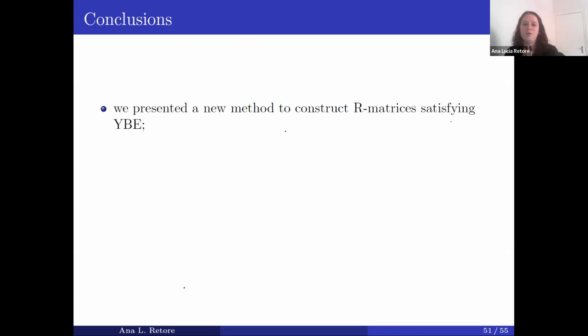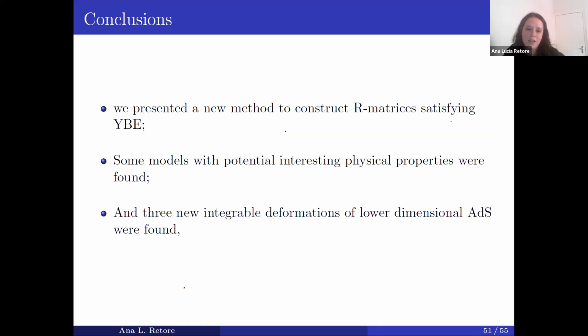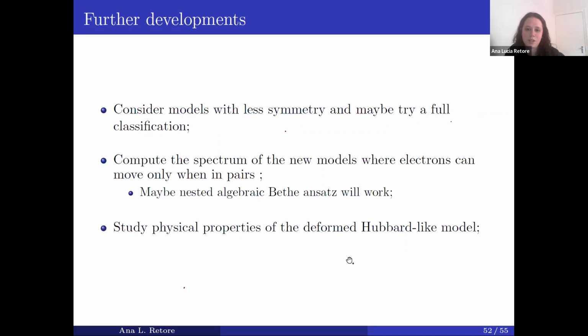But summarizing, we presented a new method to construct new R-matrices satisfying Yang-Baxter, and some models have potentially interesting physical properties, but honestly, we have studied them very little for now. So everything is still to be studied on the models. We basically only found them, and we also found 3 deformations of AdS. And then there are lots of things that one could do.